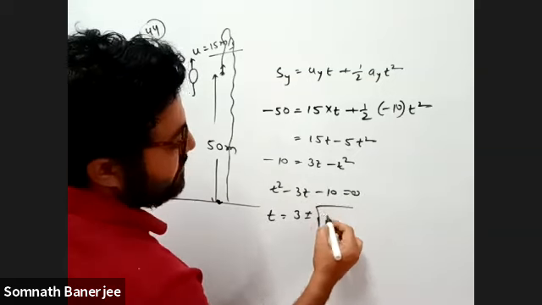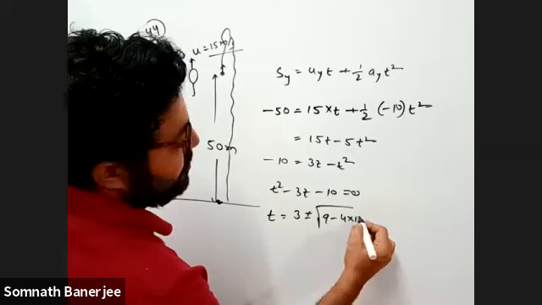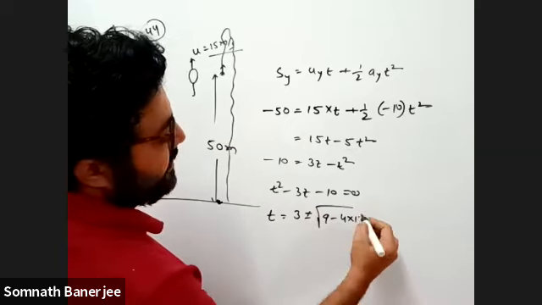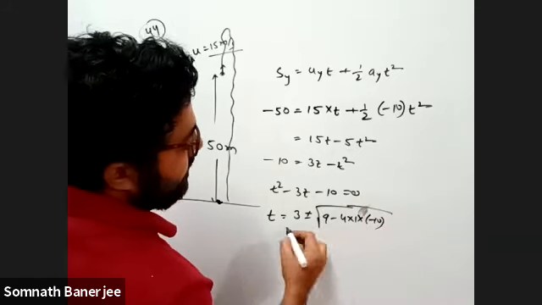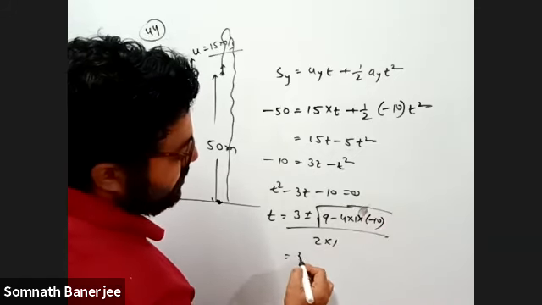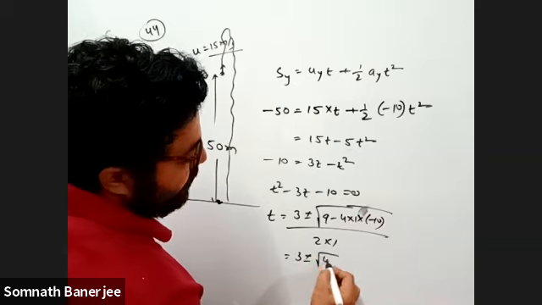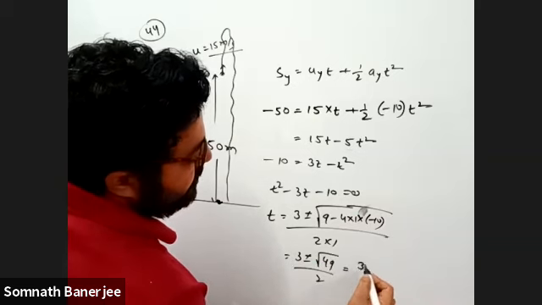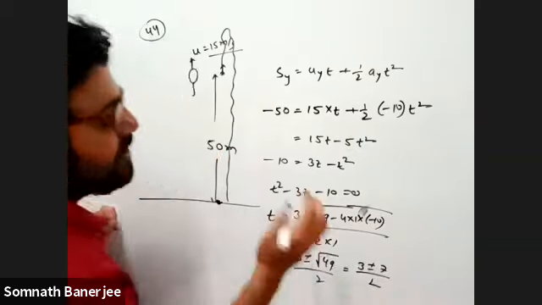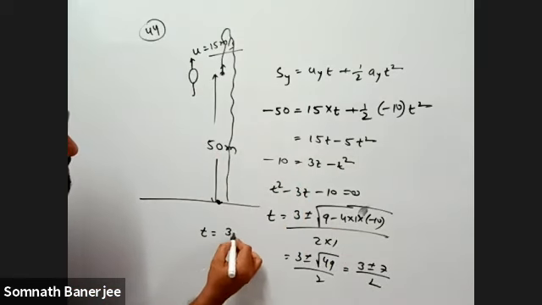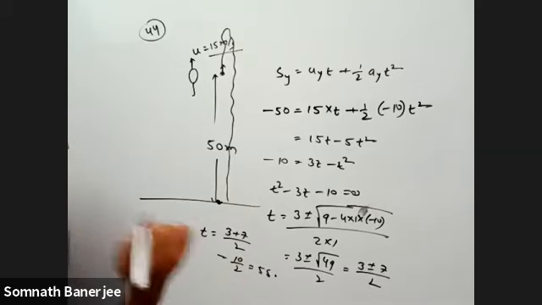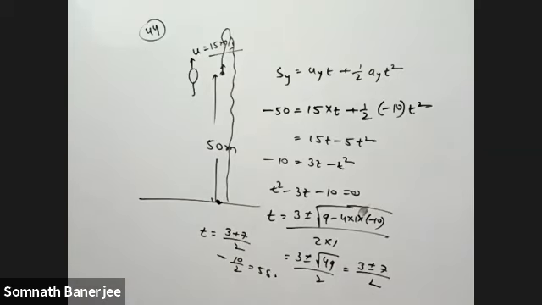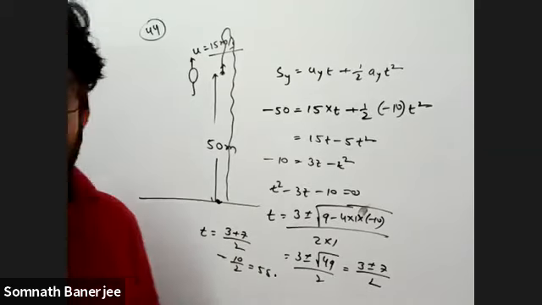t equals 3 plus minus root of b square minus 4ac by 2a, that is 3 plus minus root of 9 plus 40 by 2 into 1. So 3 plus minus root 49 by 2, 3 plus minus 7 by 2. Time कभी भी नेगेटिव नहीं होगा। 3 plus 7 by 2, that is 10 by 2, that is 5 seconds. Is it okay? Yes sir.